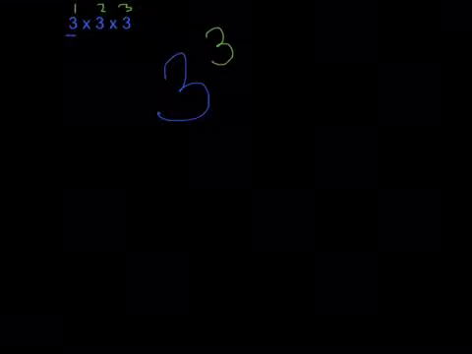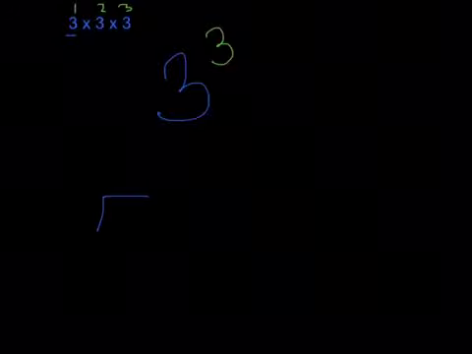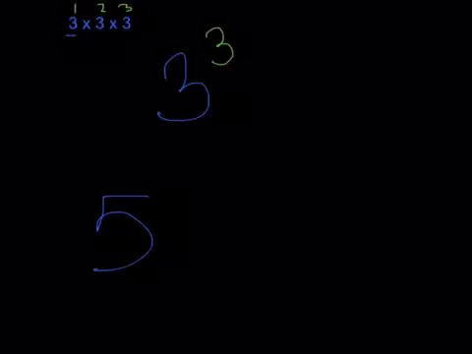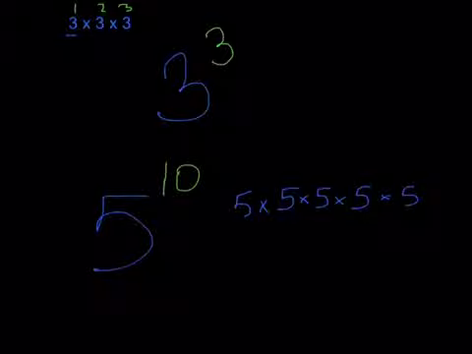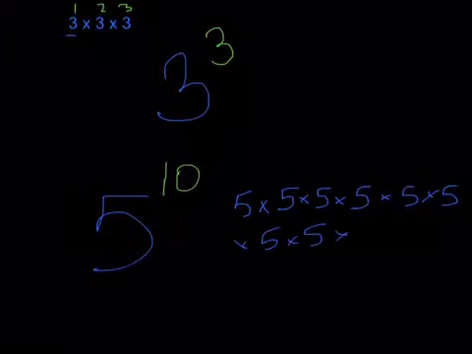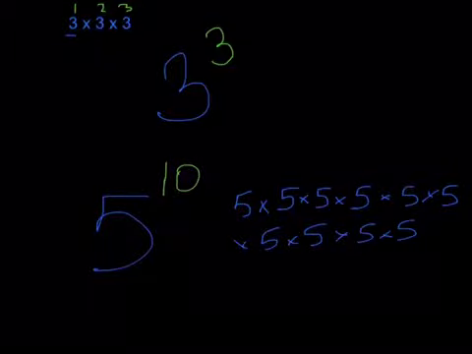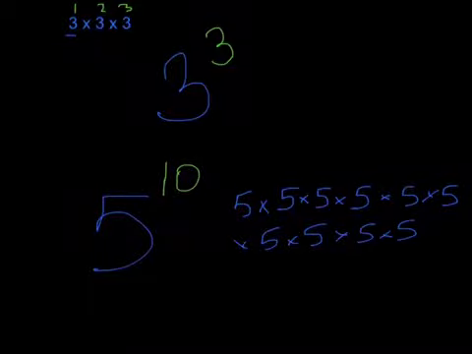It's exactly the same thing if you were given, say, 5 to the power of 10. You're taking your base and you're going to multiply it 10 times: 5 times 5 times 5 times 5 times 5, 1, 2, 3, 4, 5, 6, 7, 8, 9, 10. You see, it's just a much easier and quicker way of writing things, even though it might look a little bit more complicated.